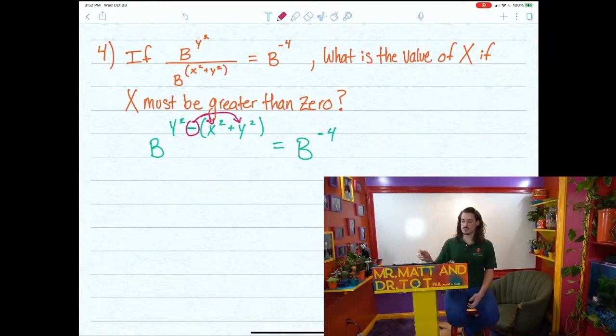And then also just be aware that if x must be greater than zero, this equation is actually going to result in two different outputs, but only one of which is going to be greater than zero. So just be careful about that. I'll give you two more minutes and then I'll give you the answer.